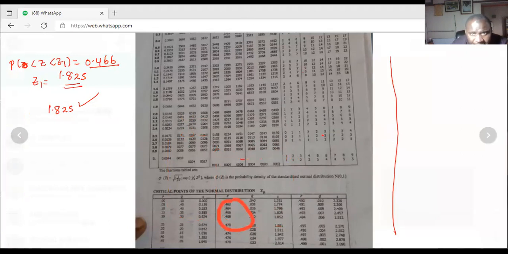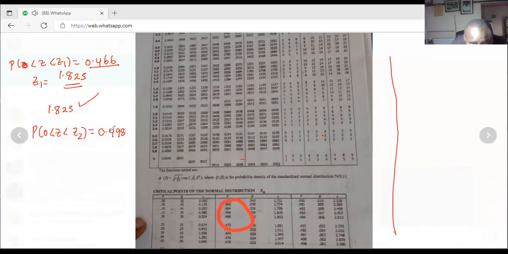The next one was saying, 0 less than Z less than Z2 is equal to 0.498. Especially these ones which end with even numbers, most of them are there. If you miss it out here, then you go and do it traditionally on page 51.